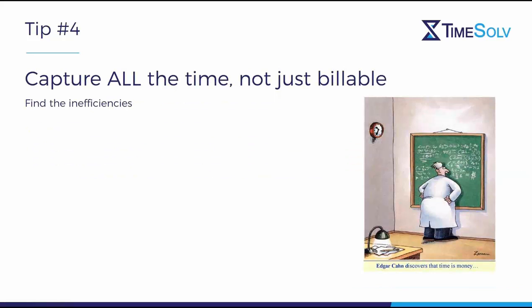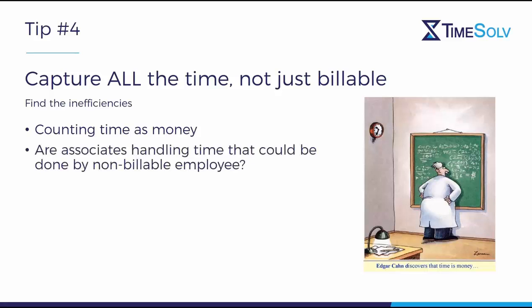Okay, here's a tip that I think a lot of firms don't necessarily think of as a way to increase their billable time. We recommend and advocate the best practice is that you capture all the time that people are working, not just their billable hours. And this is where you're going to find the inefficiencies. This is one of those ways to really count time as money. If the senior partner knows where all the time has been spent, they can adjust and shift the resources in the firm accordingly to maximize efficiency and the use of time.